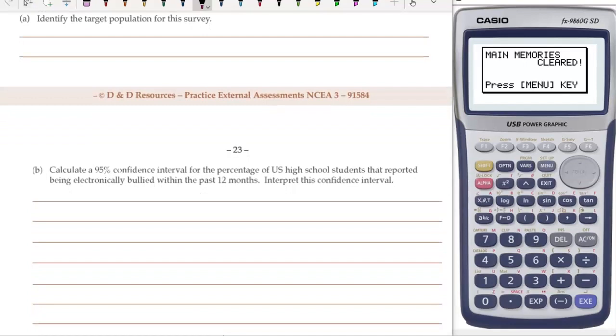So starting with the target population of this survey, about where is it? About halfway down that article, it tells us that the researchers were doing this survey from 15,425 public and private high school students. So it's all public and private high school students in the USA.